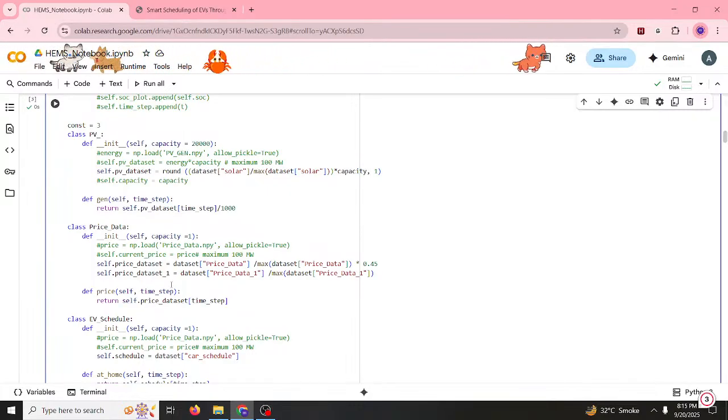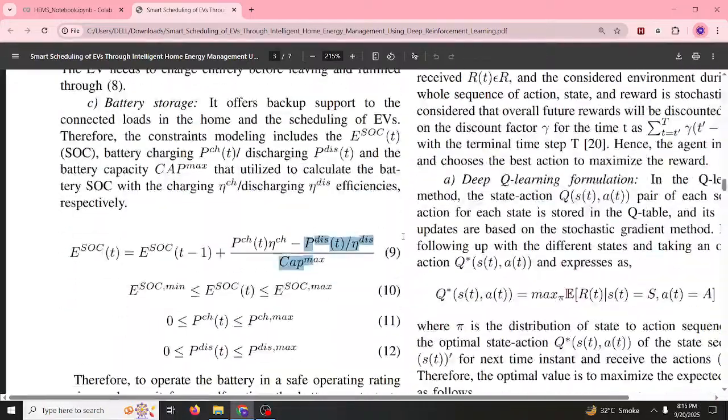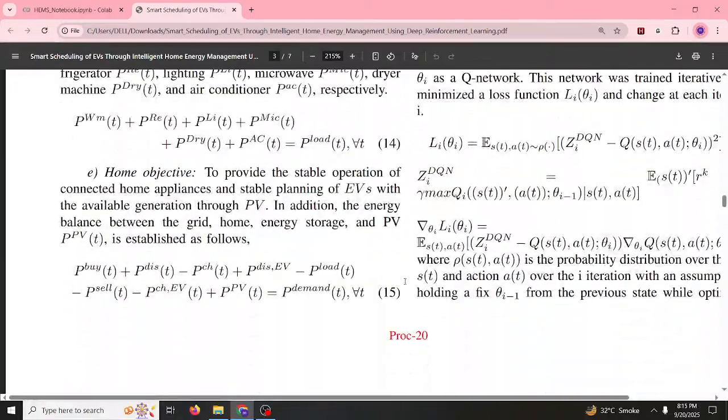So photovoltaic generation, we can simulate this data as well, but using realistic data is better. I have used the data set here. You can check it from the paper. The data set that I have used, I have given the details of the data set in the paper.